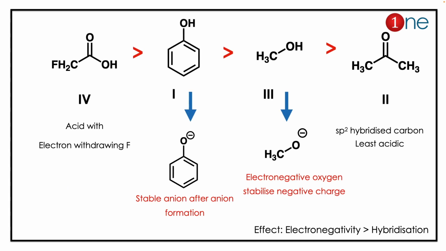Here the answer lies in the stability of the conjugate base. The first one is a straightforward assignment, which is fluoroacetic acid, because it has fluorine as well as it is the acid, so it's more acidic in nature. The second one is phenol, because after donation of H+, what really happens? A stable anion forms because of the resonance.